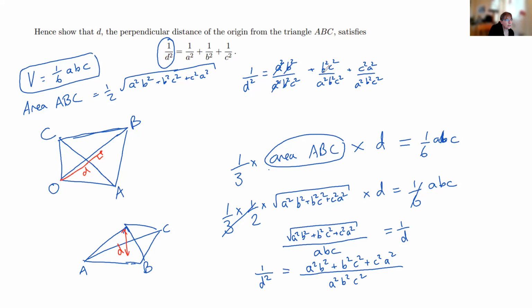We have lots of cancelling going on. So this gives me 1 over d squared is equal to 1 over c squared plus 1 over a squared plus 1 over b squared, which is the same as what we were trying to do.